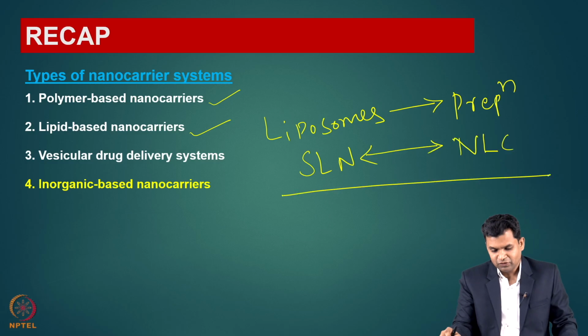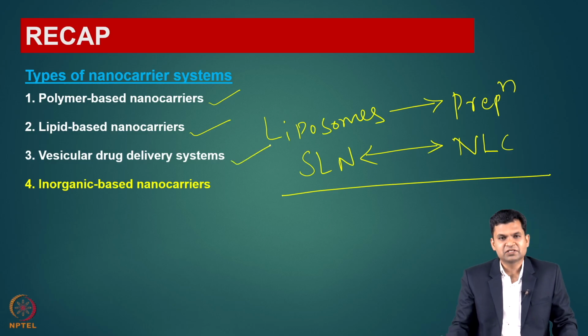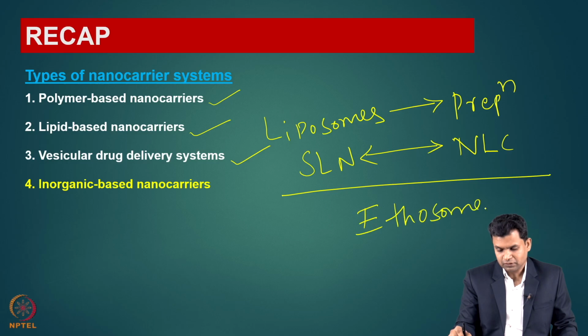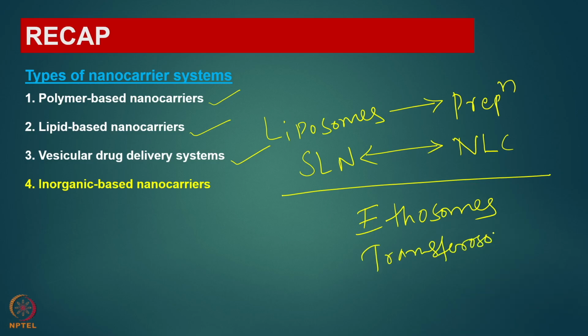And after that, we have started with the vesicular drug delivery systems. In that, we have discussed various vesicular systems. We started with the ethosomes, and also we have seen the transferasomes, and we have seen the bilosomes and virosomes and various other types of vesicular systems. So far we have completed 3 different types of nanocarrier systems.